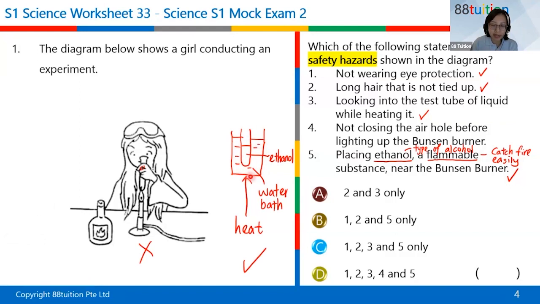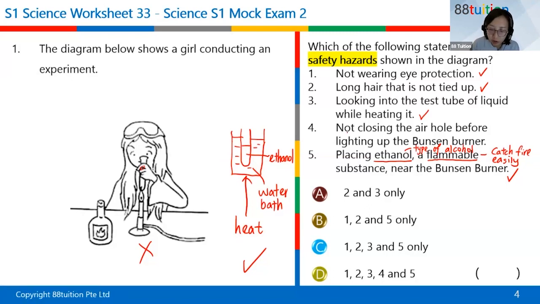So you put water inside, you heat up the water. So instead of heating the ethanol directly under the Bunsen flame, you put the test tube. The test tube cannot be put straight into the Bunsen flame if you have ethanol inside. So this test tube, you put it into a beaker of water. This is the water bath. So this is okay. So you heat up ethanol by using a water bath.